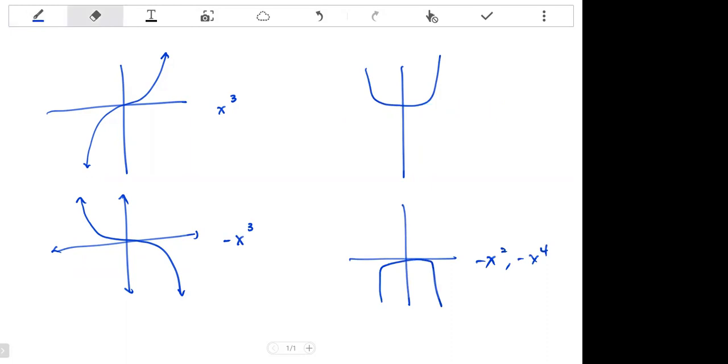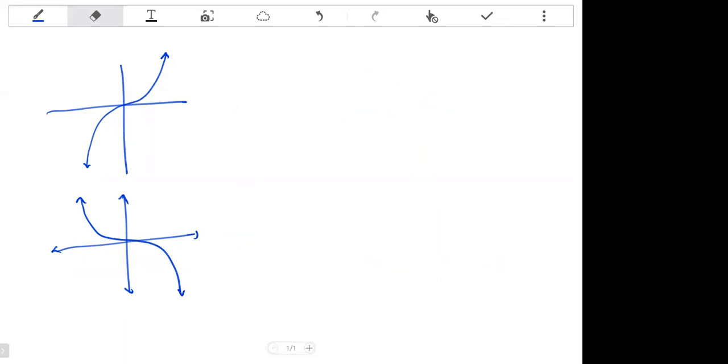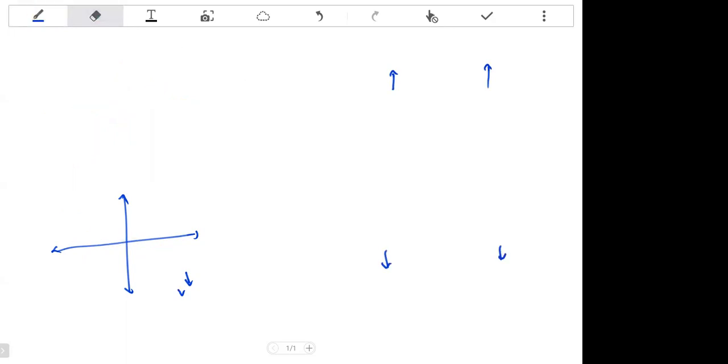What really matters is the end behavior of the graphs. This goes on positive forever. This goes on negative forever. This goes on negative forever, and this goes on positive forever. And these two go positive forever and negative forever here. You really want to memorize these types of graphs. I'll show you what I mean.